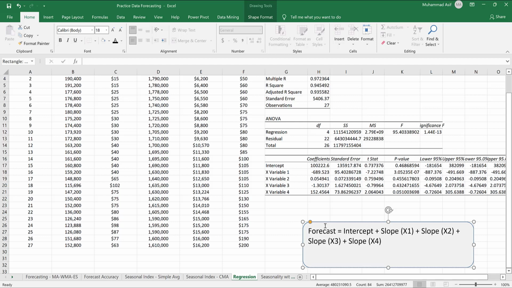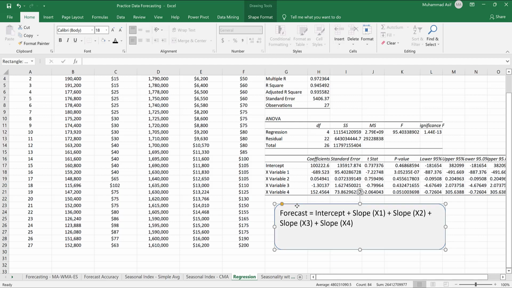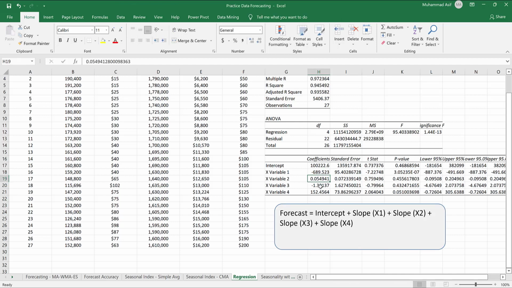Now that's the equation that we will use for any forecasting of the future. Intercept is this value, and slope for variable 1 is this one, slope for variable 2, 3 and 4.